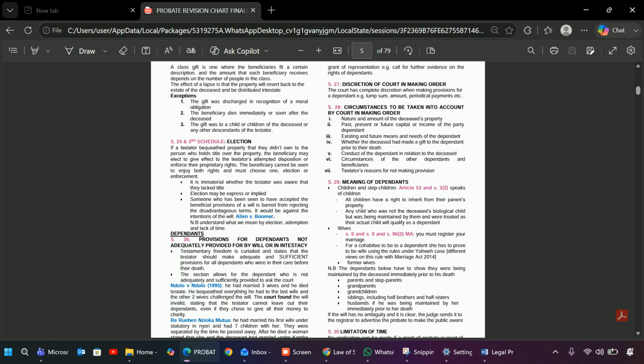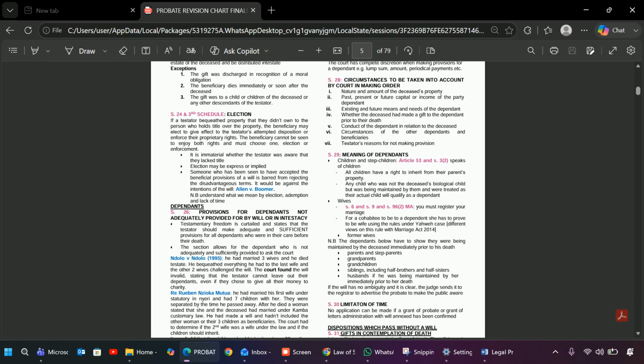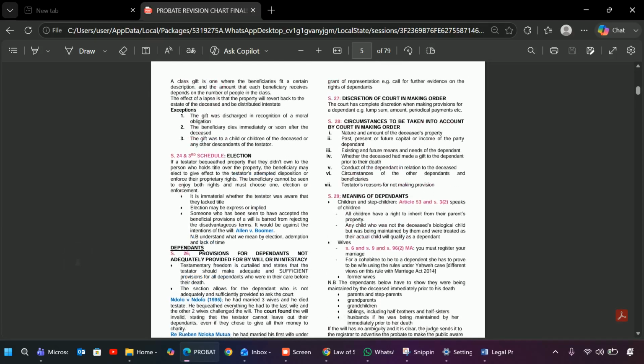So those are the circumstances to be taken into account by the court in making a reasonable provision order. Nature, past, existing, future means, whether the deceased made a gift to the dependent prior to their death. Is there a gift? What is the conduct of the dependent? Circumstances of the dependents, the testator's reasons.